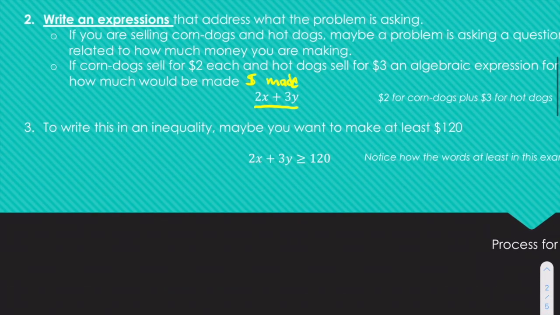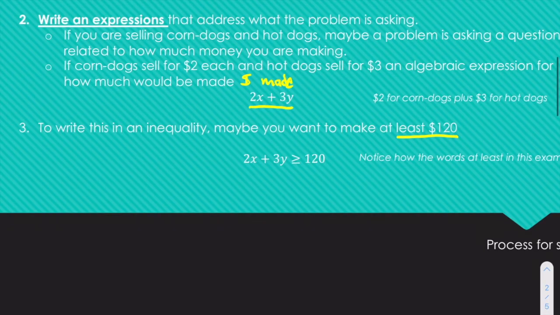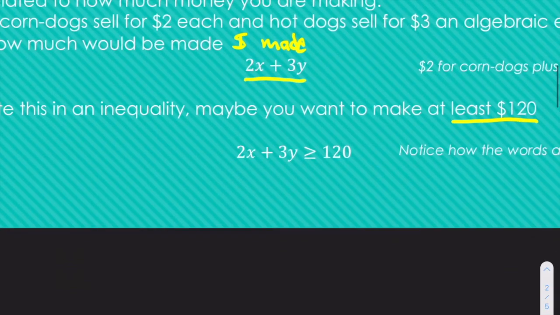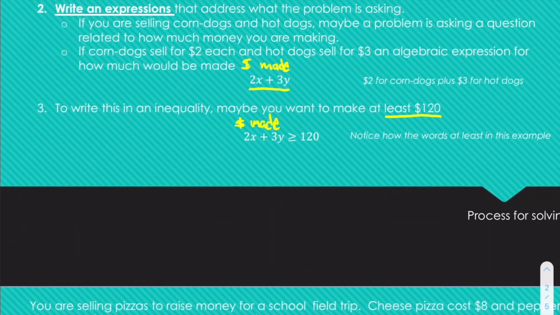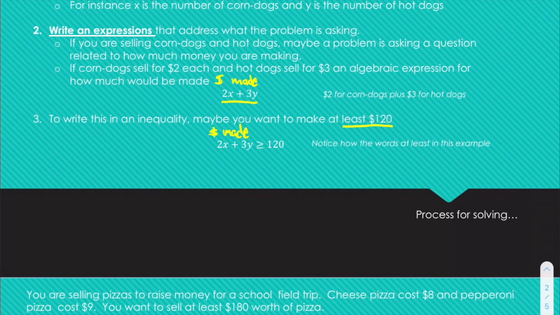So to write this as part of an inequality, now we're addressing the rest of the question. Maybe the rest of the question says that I want to make at least $120. So at least now makes us say, oh, am I saying equals? No, I'm not saying equals, because if I'm saying at least, I could be doing more than 120 and still be happy because I made at least 120. So doesn't that say then that the dollars made has to be greater than or equal to 120, because I wanted to make at least 120. And so now our expression says 2x plus 3y is greater than or equal to 120. So that's how we make up our math for a problem like this.